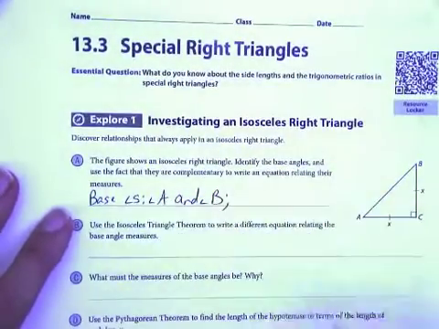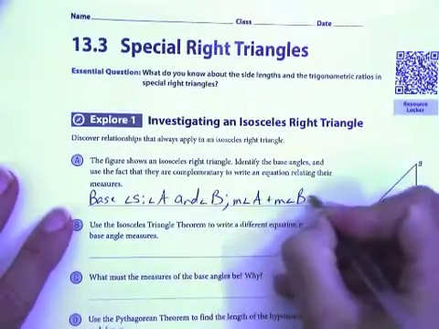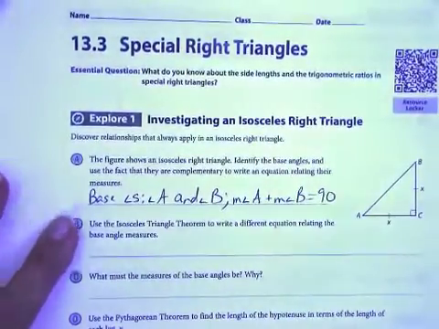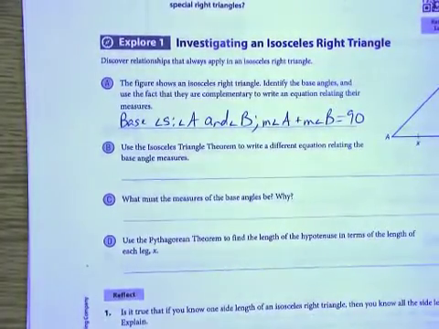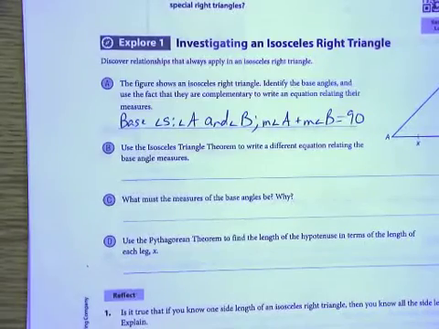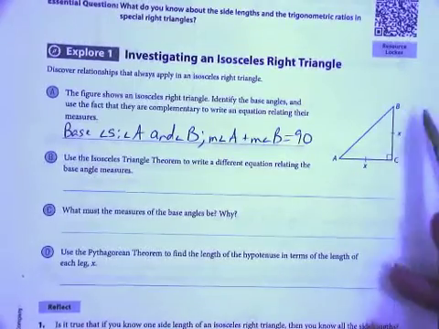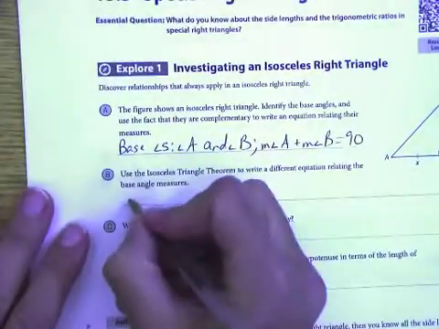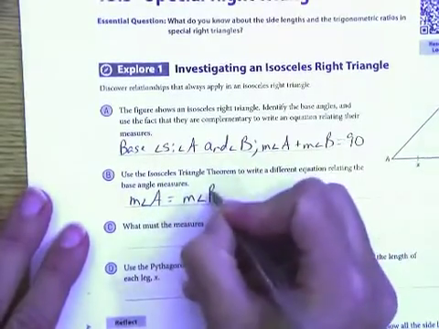And if they're complementary, then I know that the measure of angle A plus the measure of angle B equals 90. And then it says use the isosceles triangle theorem to write a different equation relating the base angle measures. Well, remember from module 5, I think, we saw that isosceles triangles have two congruent sides, but we also know they have congruent base angles. So the measure of angle A equals the measure of angle B.